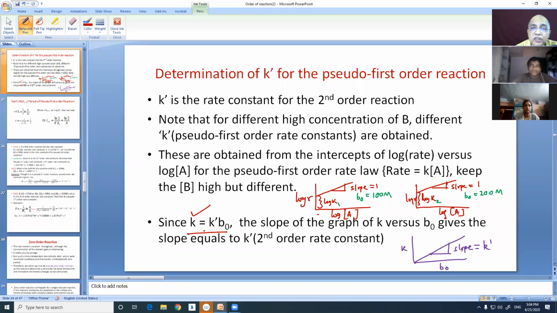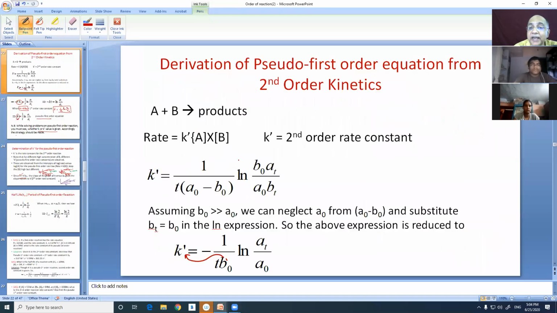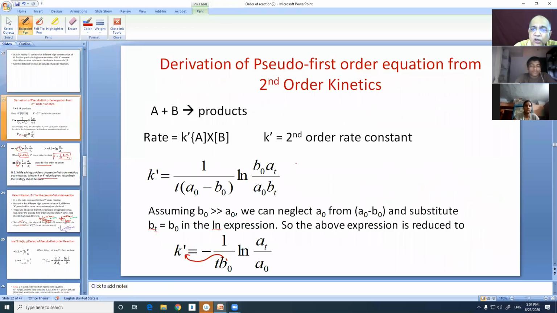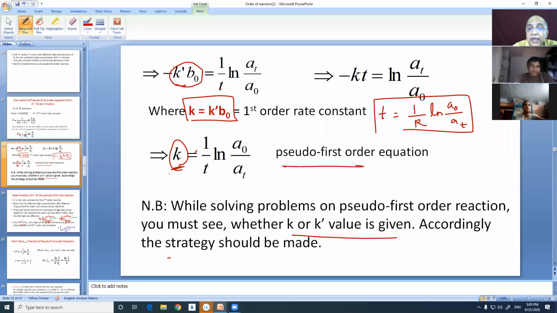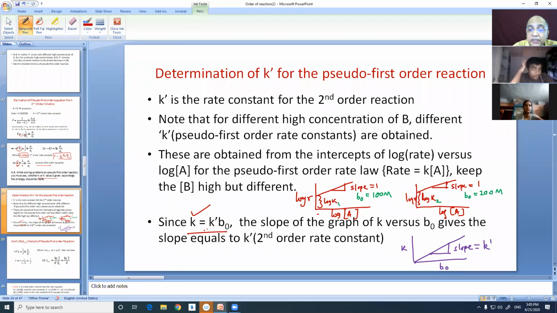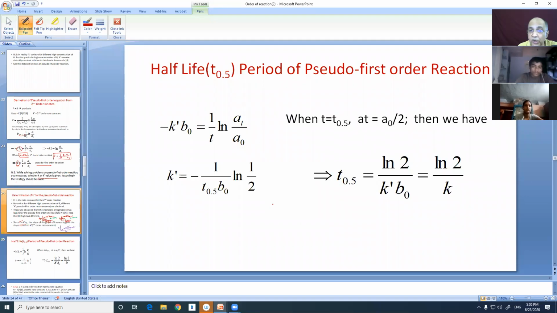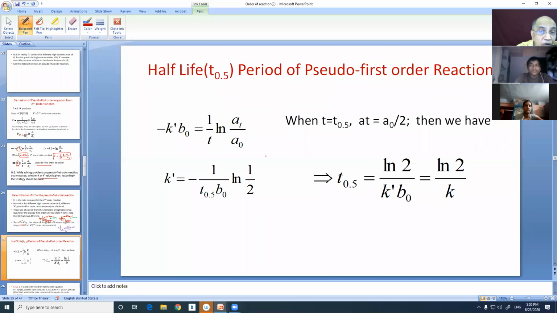So let us solve some problems. You will be writing these things at home. The derivation of pseudo first order is never given in any text, so I will not waste our valuable time, but make sure you remember that K is equal to K dash B0. And by solving a problem, you will understand how to find the half-life period for a pseudo first order reaction.